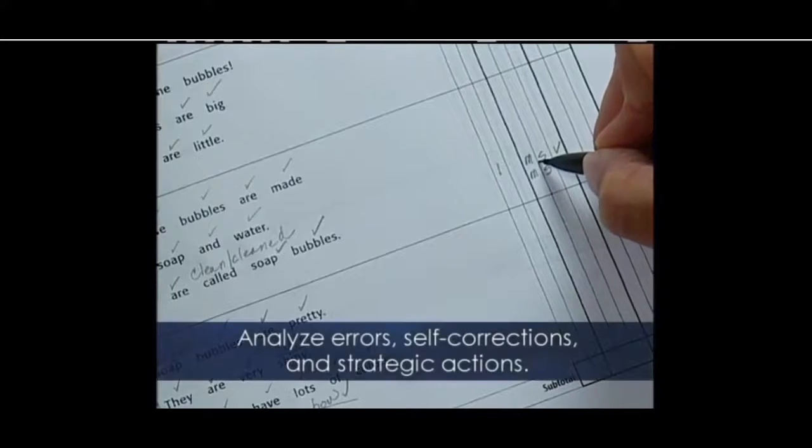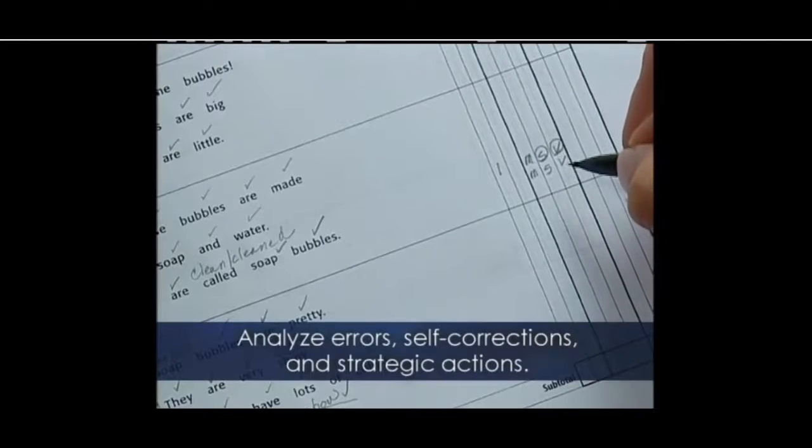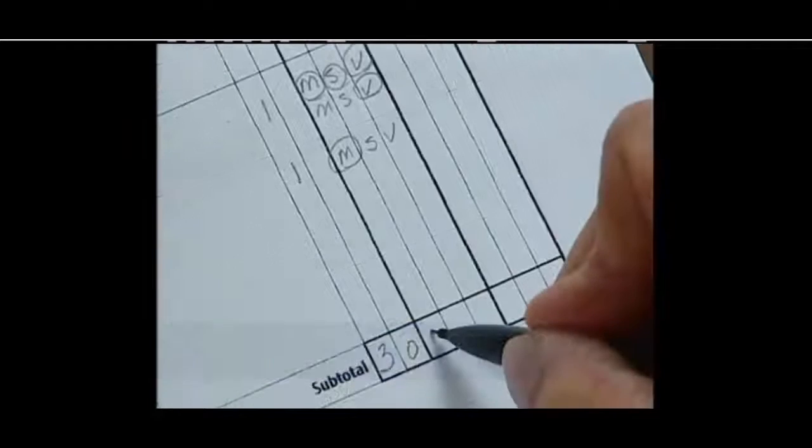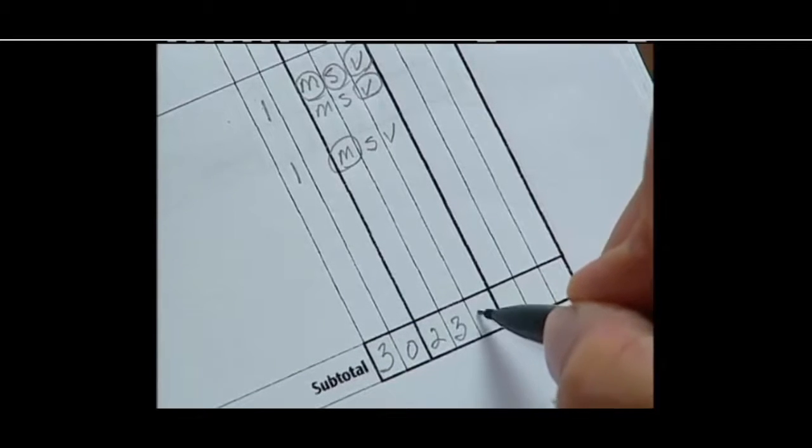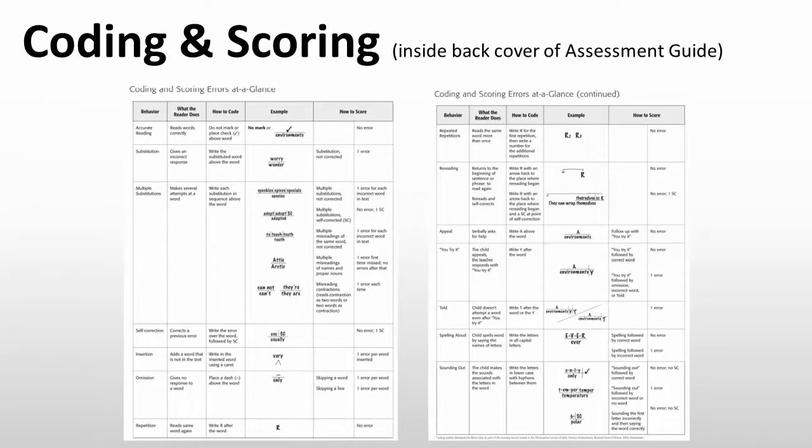You still need more information to inform your teaching. Using the instructional level, analyze the student's reading behaviors. You will want to analyze the particular types of errors and self-corrections that students make while reading, as well as their strategic actions. You can learn how to code and analyze reading behaviors in the tutorials section of this DVD. Scoring and coding errors at a glance is located on the inside back cover of the assessment guide. This reference chart includes the coding symbols and their meanings, as well as what counts as an error or not. Codes and scoring are the same for Systems 1 and 2.